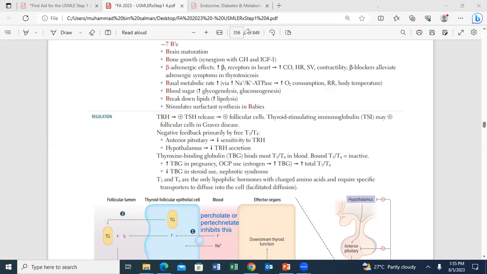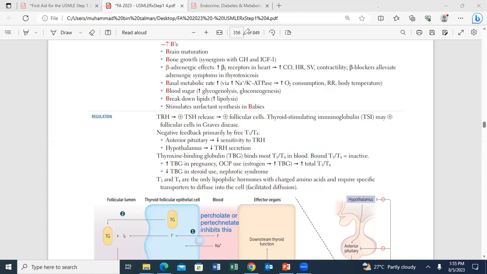But now there is a very interesting role performed by the negative feedback. There are some scenarios in which thyroxine binding globulin is increased, such as estrogen increases it. So in pregnancy or in use of oral contraceptives, the thyroxine binding globulin is increased. And similarly, some factors decrease thyroxine binding globulin, such as nephrotic syndrome and steroid use.